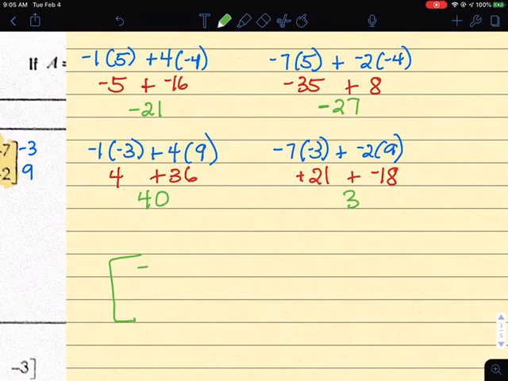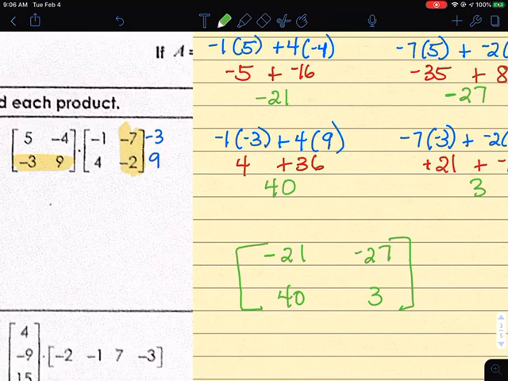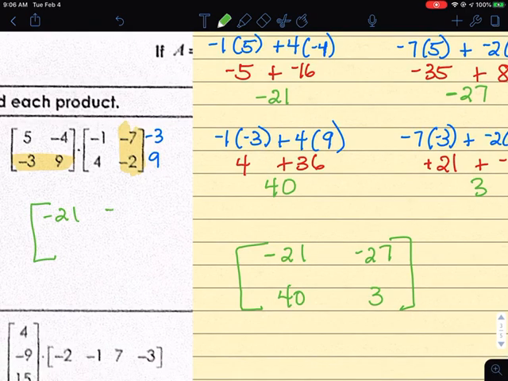So the top row is going to be -21 and -27. The second row will be 40 and 3. That is your answer. That's what you get when you multiply those two matrices together.